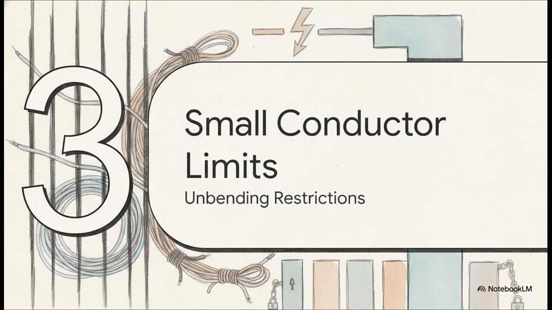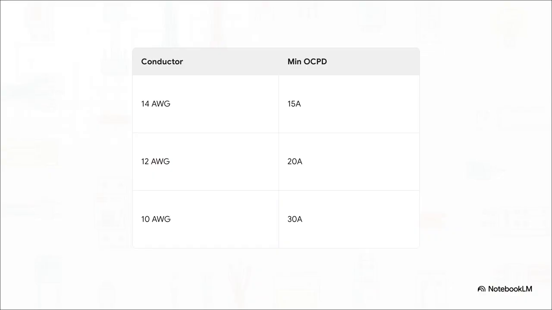All right, Section 3, small conductor hard limits. Go ahead and take a mental screenshot of this, because for 14, 12, and 10 AWG copper conductors, these overcurrent protection limits are absolute hard caps. 14 gauge is permanently capped at 15 amps, 12 gauge at 20 amps, and 10 gauge at 30 amps. And here's why this matters so much.